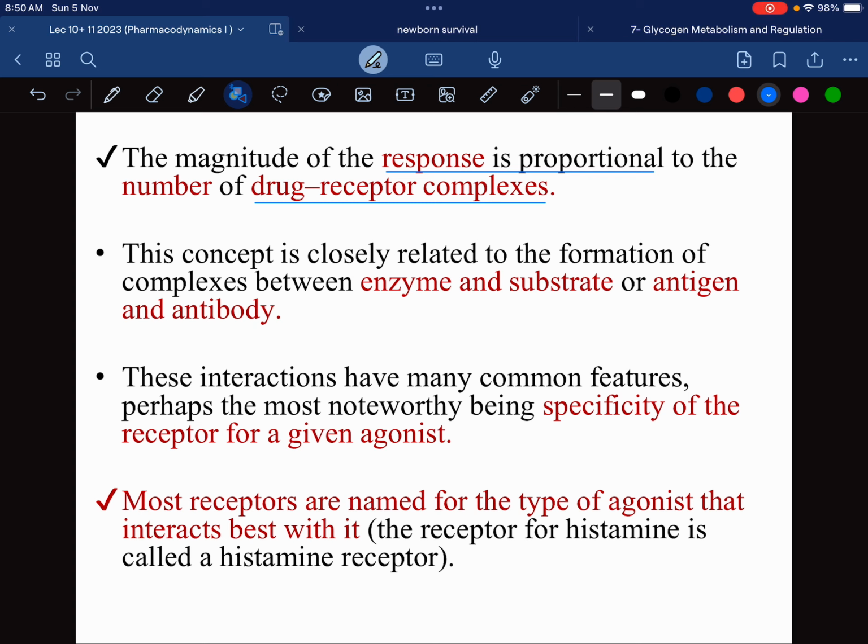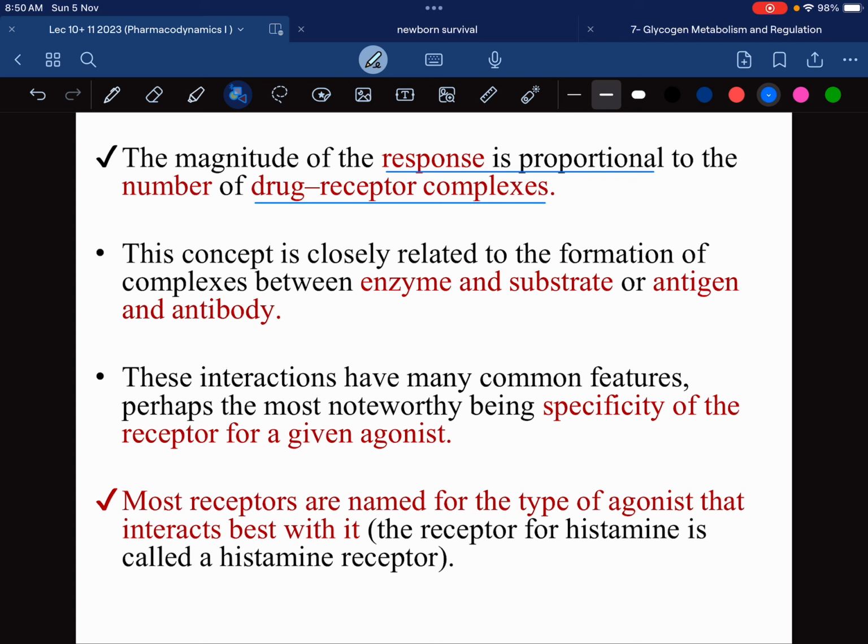This concept is closely related to the formation of a complex between enzyme and substrate, and antigen and antibody. The same concept of the binding of enzyme and its substrate, or the antigen and antibody, and the receptor and its drug. There is binding, a complex will be formed, and the number of these complexes will determine the amount of the biological activity that will be produced accordingly.